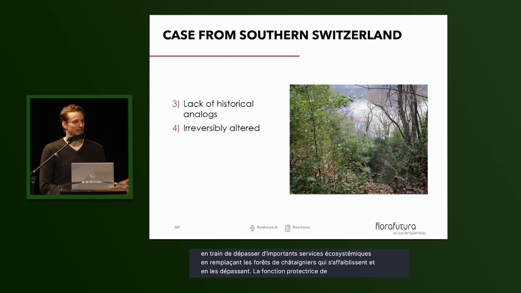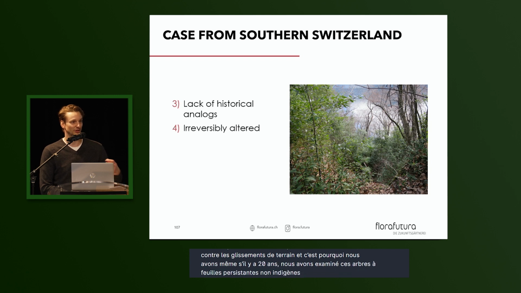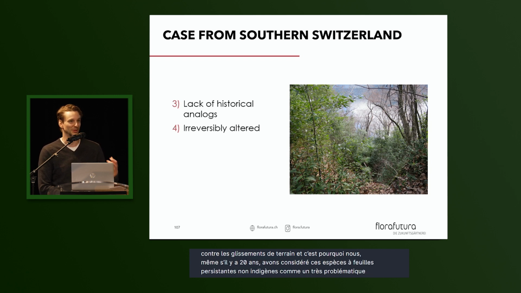And that is why, even though 20 years ago we looked at these non-native evergreen species as very problematic species, and also as a very problematic ecosystem that is developing, since some years we start to really see these novel ecosystems of evergreen trees as a very important ecosystem that now provides an alternative to these aging chestnut trees.